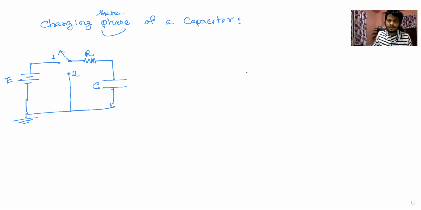So look, if we have a capacitor, and suppose we have charged this capacitor, and suppose this capacitor contains Q amount of charge. Then, of course, if there is charge on this capacitor, there will be some potential across this capacitor, right? Fine. If there is charge on this capacitor, of course, there will be some potential across it.